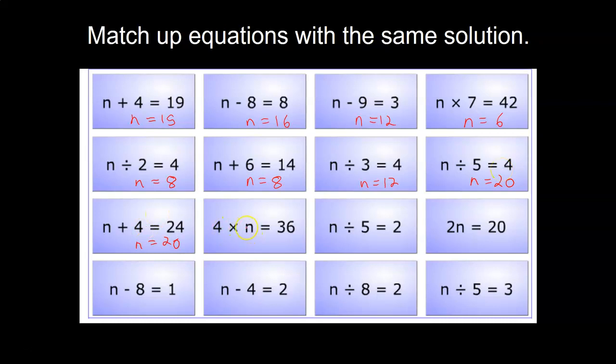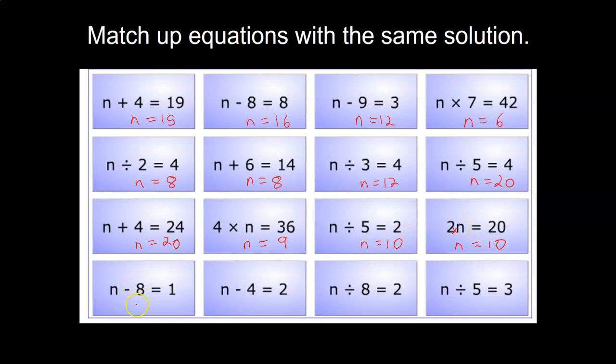Now, 4 times n, remember, multiplication is commutative. That means 4 times n is the same as n times 4. So the inverse of multiply by 4 is divide by 4. The inverse of divide by 5 is multiply by 5. This 2n, there's an invisible multiply sign in between those two symbols. So the inverse of multiply by 2 is divide by 2. So these two are a pair.